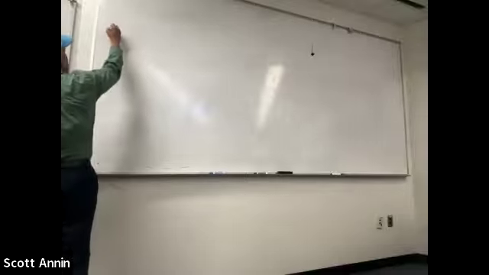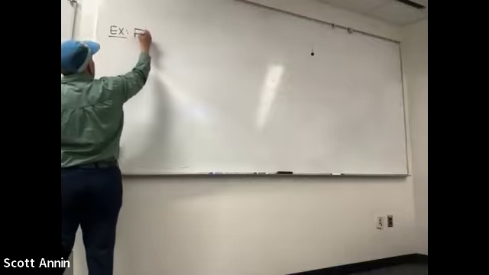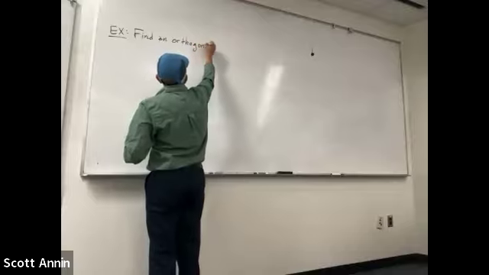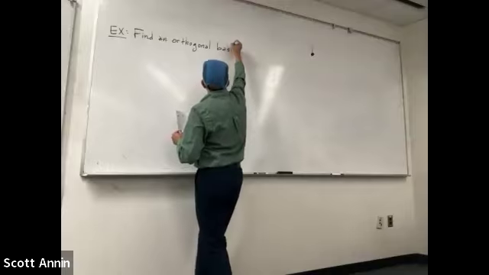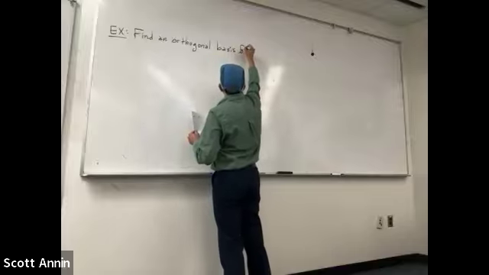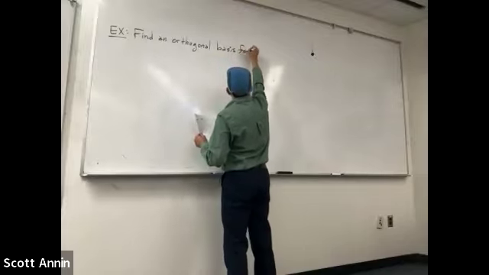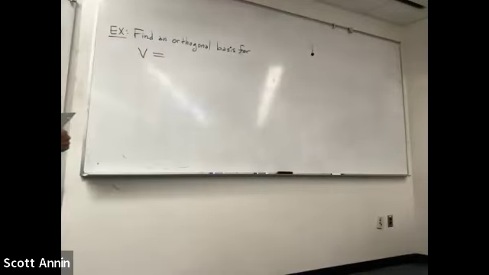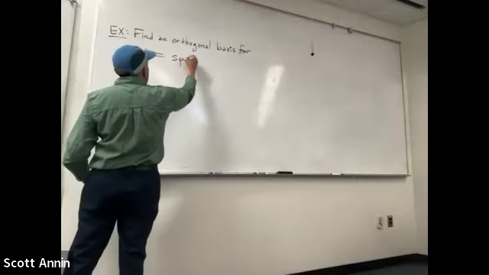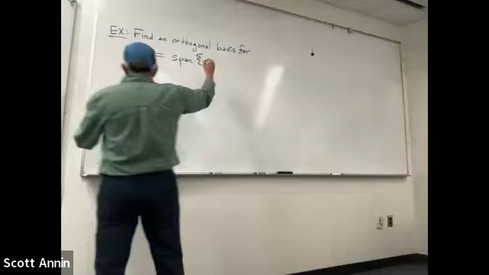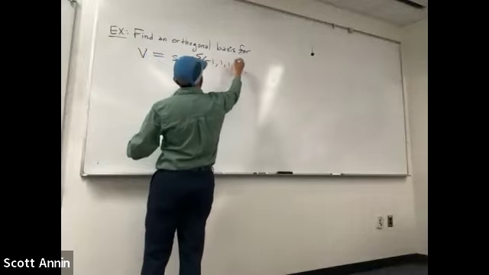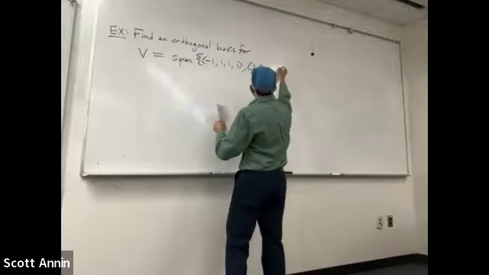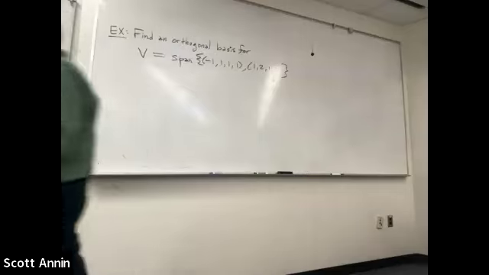Let's find an orthogonal basis for V. My vector space V is going to be the span of, and then I'm going to give you the vector -1, 1, 1, 1. And the second vector is going to be 1, 2, 1, 2. Let's take that.